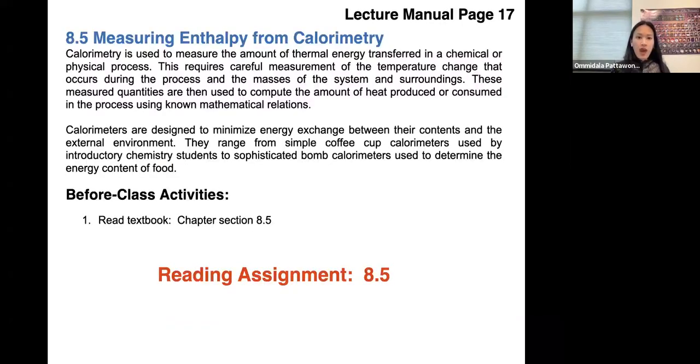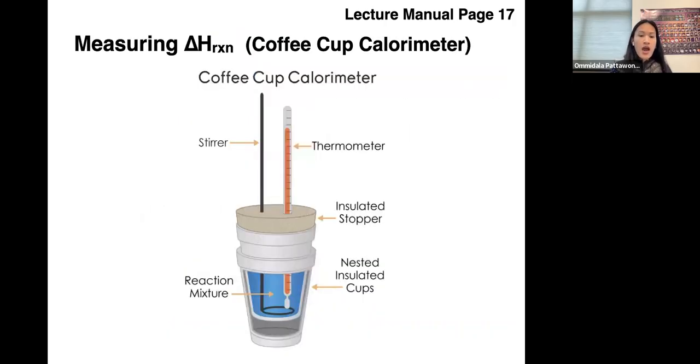Okay, so in this chapter, we are going to cover how to measure heat of the reaction, or what we call enthalpy, from calorimetry. More detail can be read from the OER textbook, chapter section 8.5. A calorimeter is a device used to measure heat transfer, or the heat of the reaction in this case. And in this case, we are referring to a coffee cup.